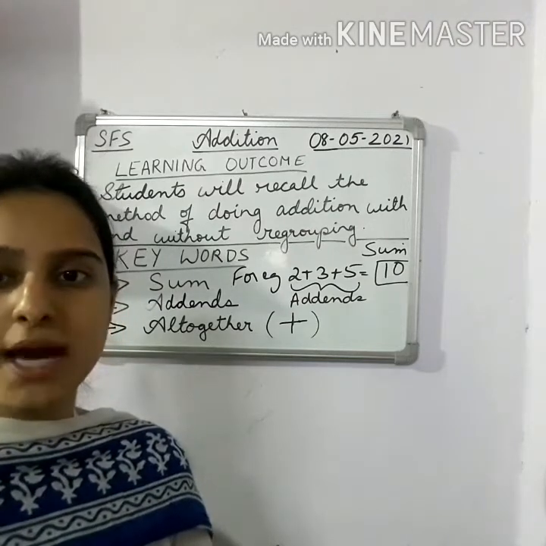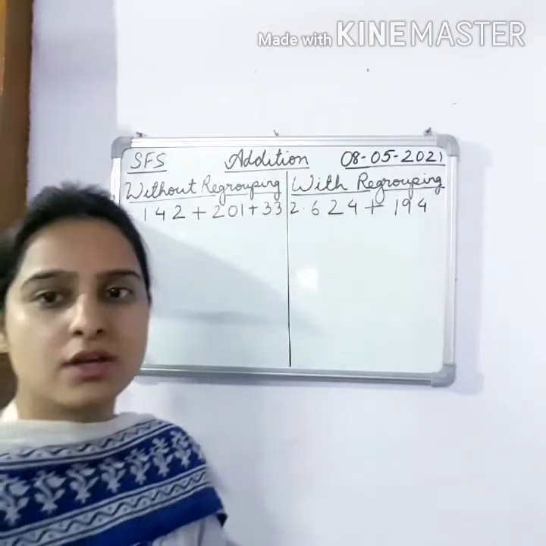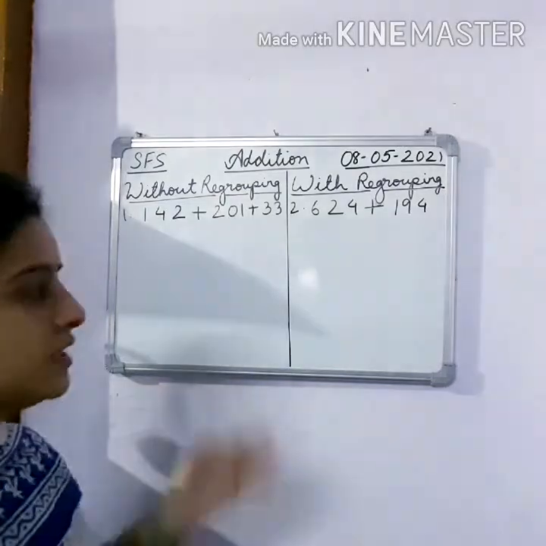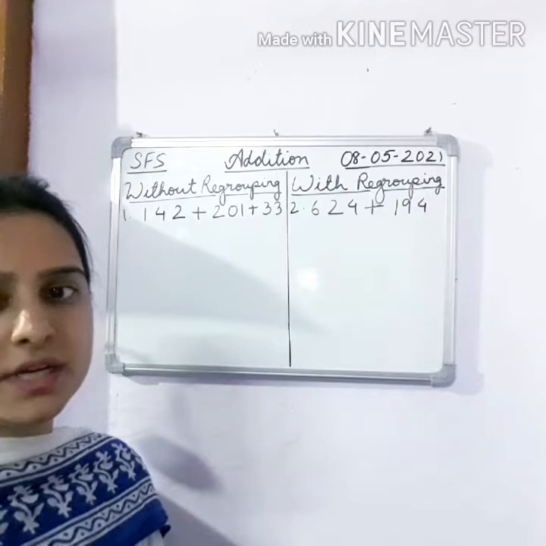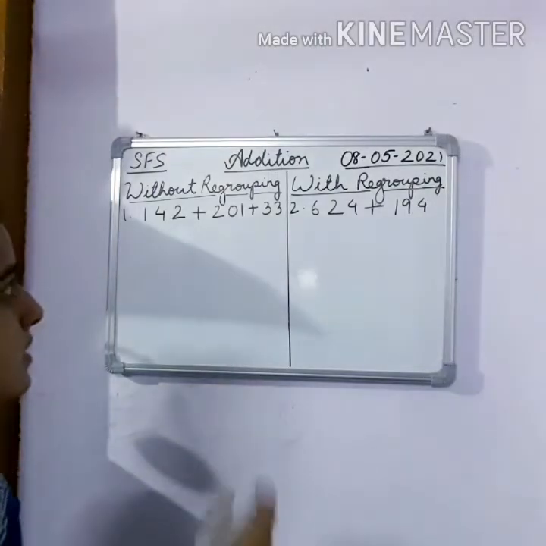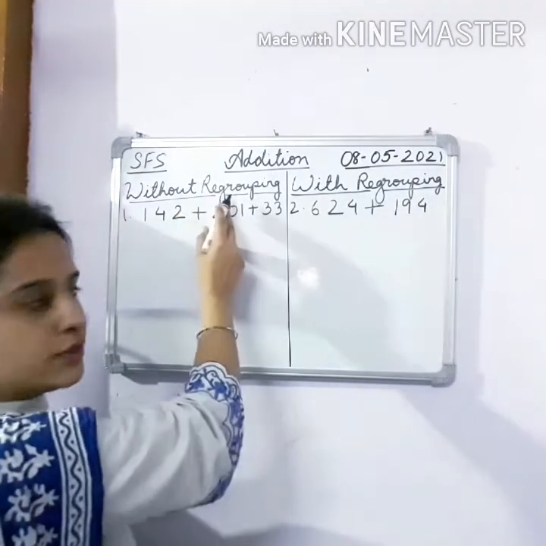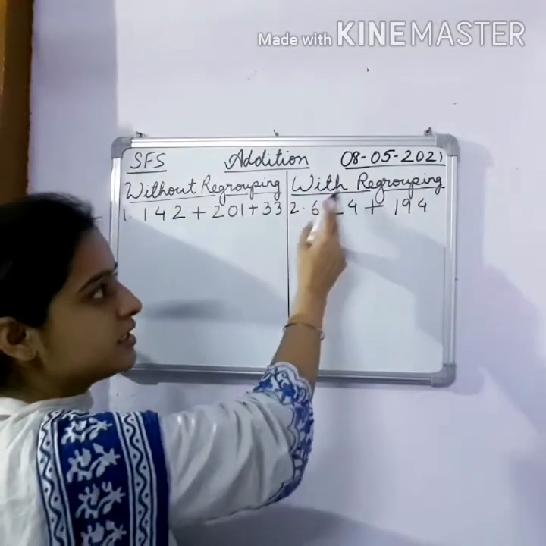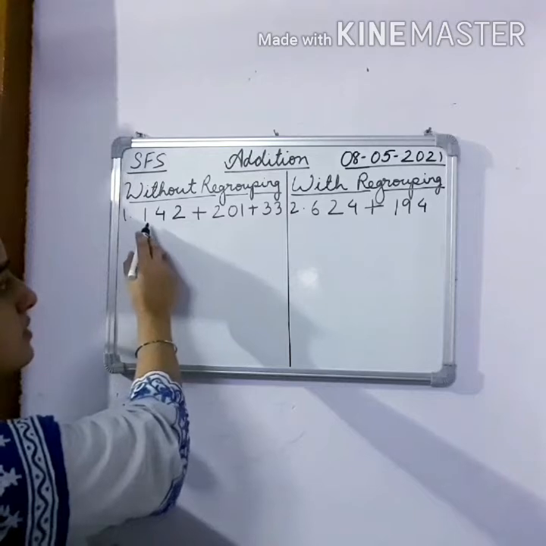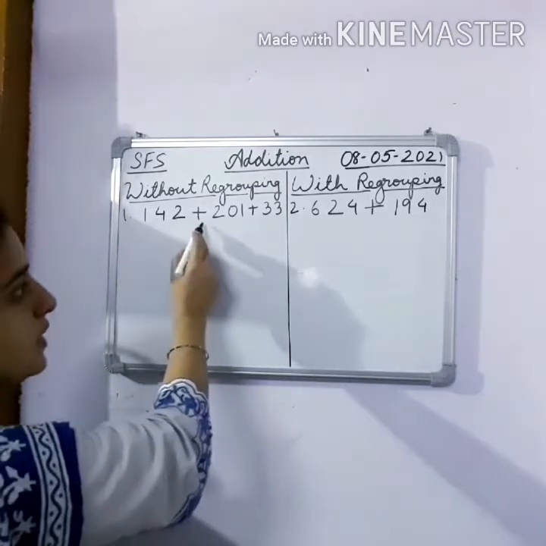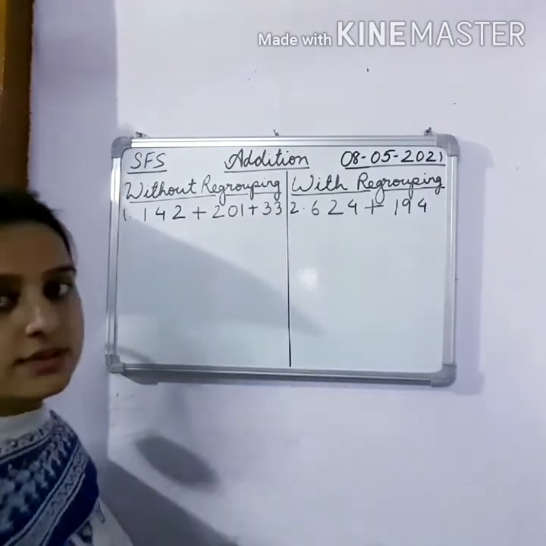Everyone take out your maths copy. Children, we are going to solve these two questions today. Draw margin, write today's date, chapter name, and let's start. The first addition is without regrouping and the other addition is with regrouping. So let's start. The first question is 142 plus 201 plus 33.